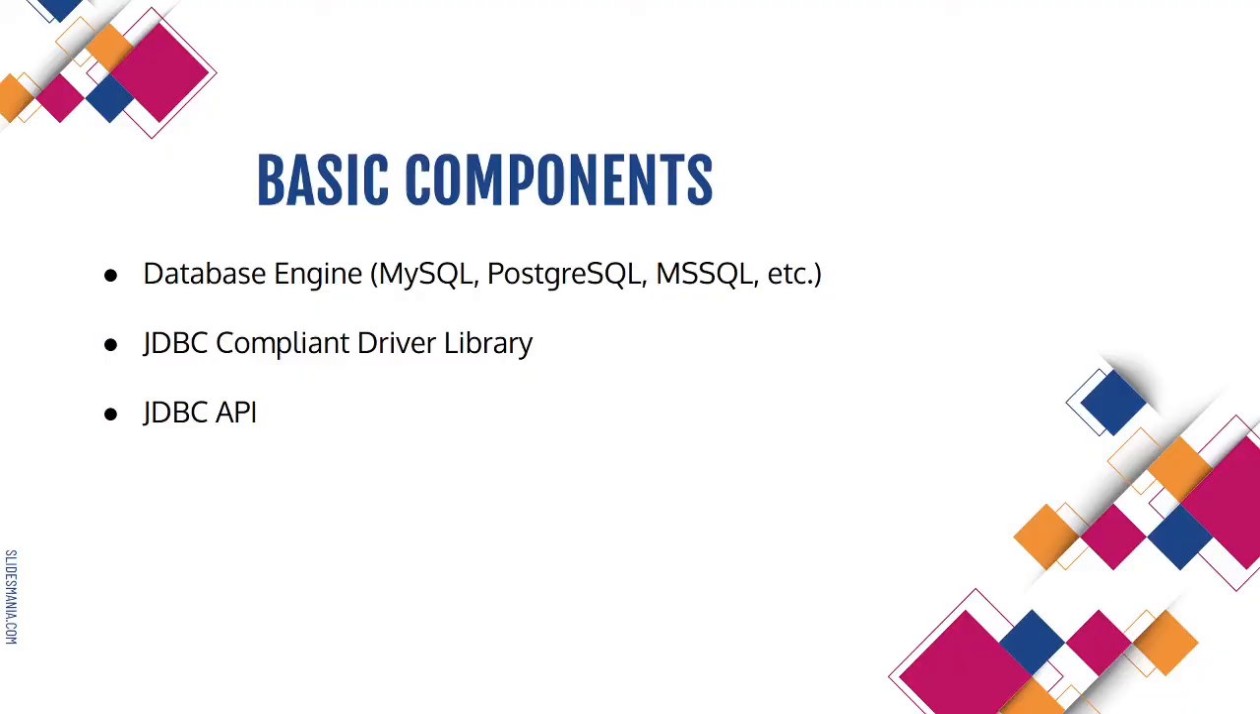So the basic components that we'll be working on when we start writing Java applications that talk to databases are, of course, firstly the database engine that you want to use. You can have MySQL, PostgreSQL, MS SQL Server, or any other SQL database engine out there. You can even use SQLite for that purpose. And for each of those that I mentioned, there is also a compliant driver library, which contains all the code that allows a Java application to actually connect and talk to the database engine. And finally, of course, the JDBC API, which contains all the classes that you actually use to manipulate the database.